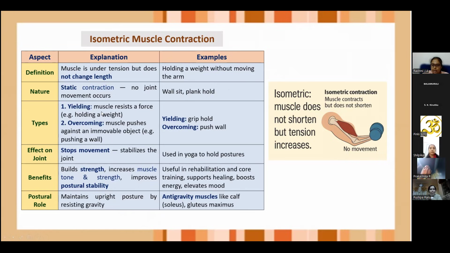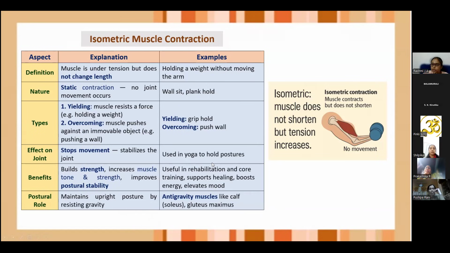Then there are two types in this, yielding and overcoming. Yielding is when you resist, that is your holding, grip hold. Overcoming is when you push the wall or push something which is stationary. Then the effect on joints: it will stop the movement.